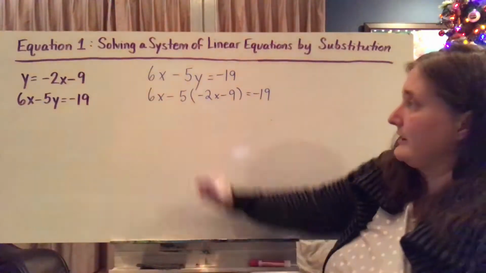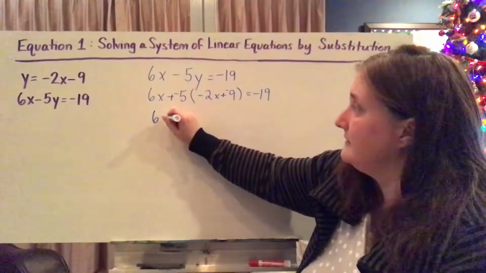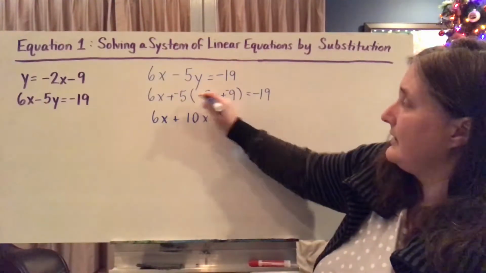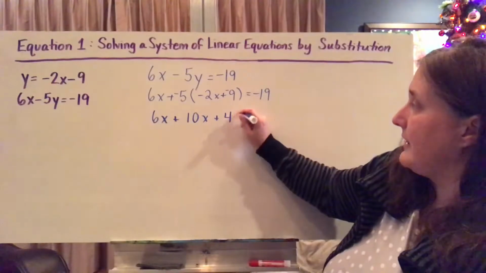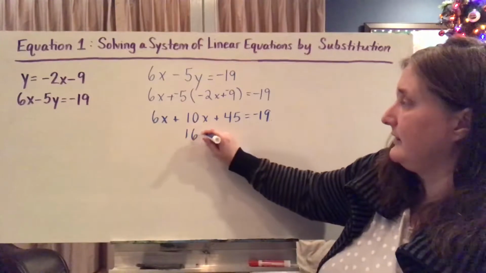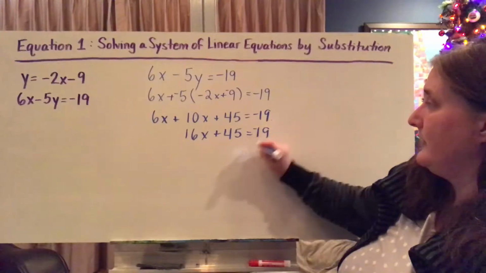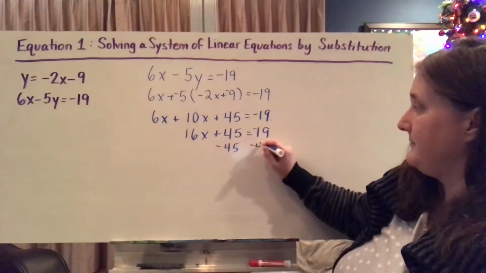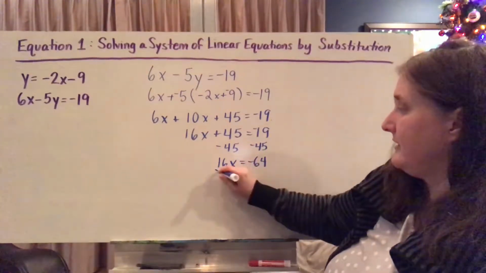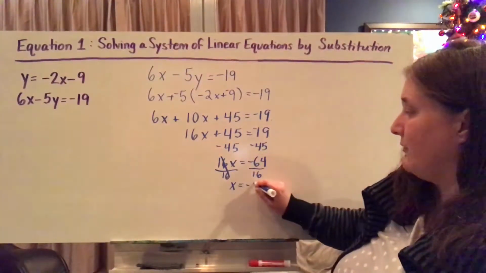So I'm going to simplify here. Add the opposite, and distribute my negative 5. So negative 5 times negative 2x gives me 10x, and negative 5 times negative 9 gives me 45. 6x and 10x gives me 16x, and I'm just going to continue solving for x here. So I'm going to subtract 45 from each side, and I get 16x equals negative 64, and divide each side by 16, which gives me x equals negative 4.